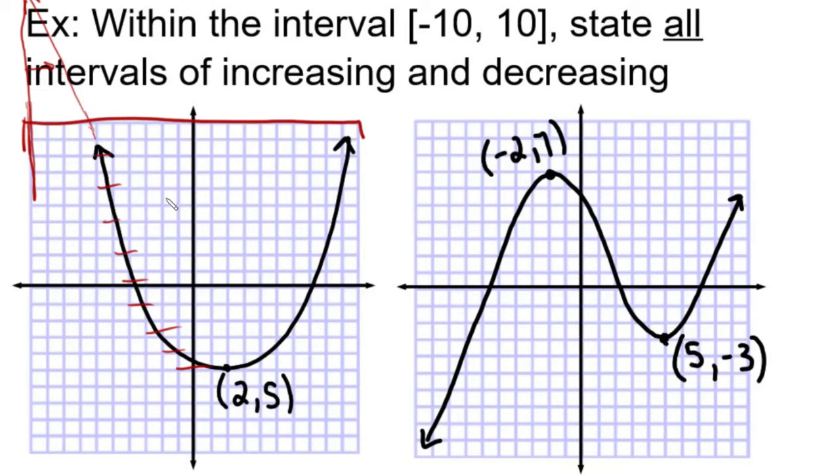It's basically got to do with slope, guys. If the slope is negative at that spot, then it's decreasing. If the slope is positive, then it's increasing, right? That's a more simple way to look at it.